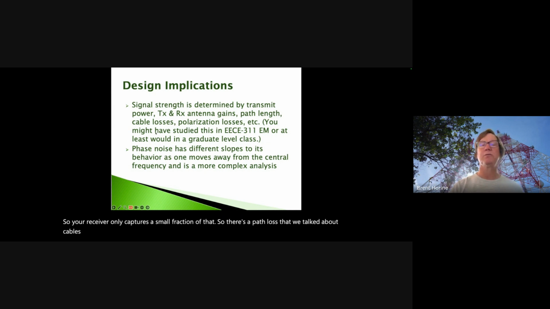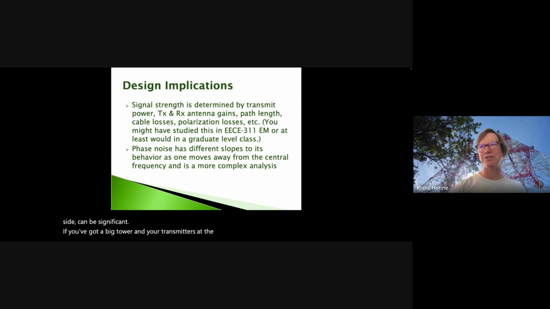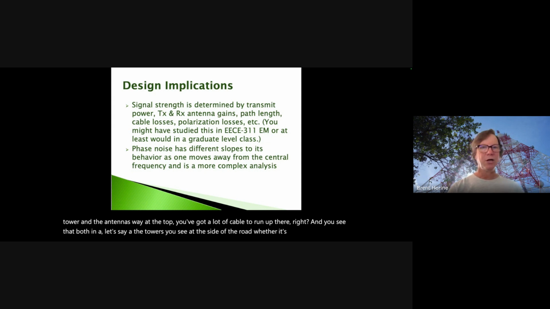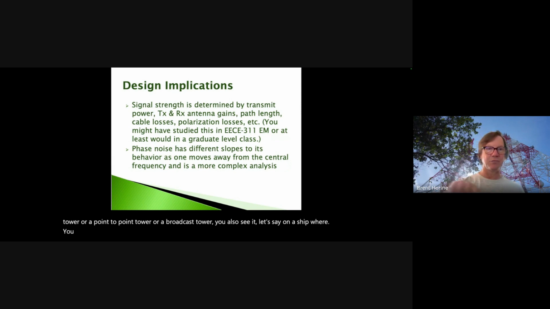Cables connecting your antenna with the rest of your system, both on the transmit and receiver side, can be significant. If you've got a big tower and your transmitter's at the bottom, or your receiver's at the bottom of that tower, and the antenna's way at the top, you've got a lot of cable to run up there, right? And you see that both in the towers you see at the side of the road, whether it's a cell phone tower, a point-to-point tower, or a broadcast tower. You also see it on a ship, where you've got the radio room and the superstructure of the ship, but then you put the antenna up on a mast up there, right?